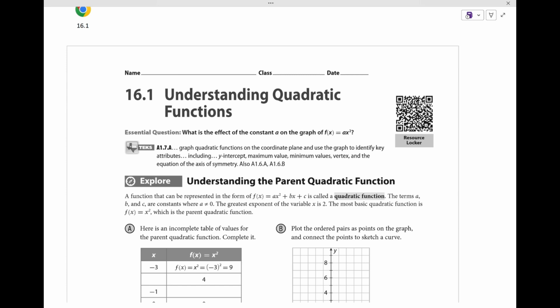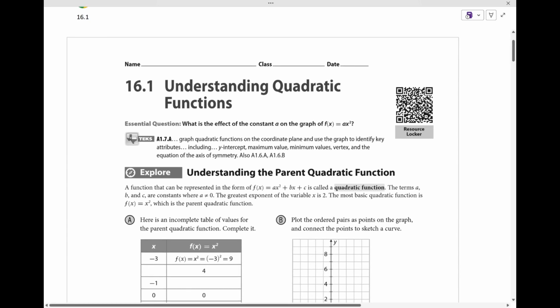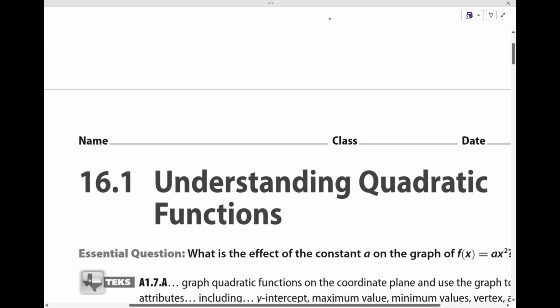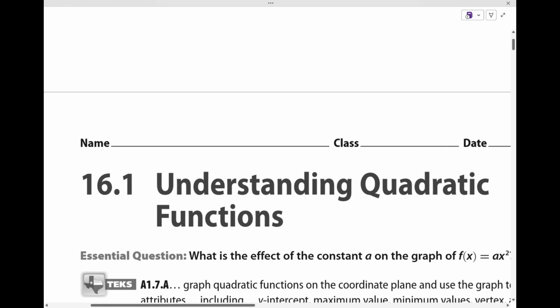This is the intro to quadratic equations. So it's called Understanding Quadratic Functions. So just real quick, brief intro. We learned about linear functions last semester.